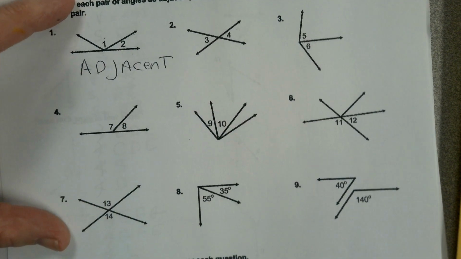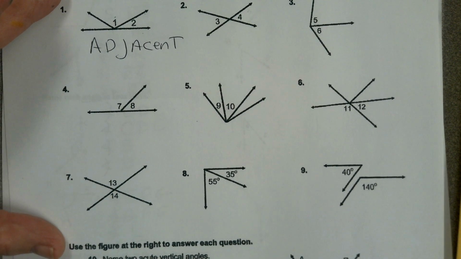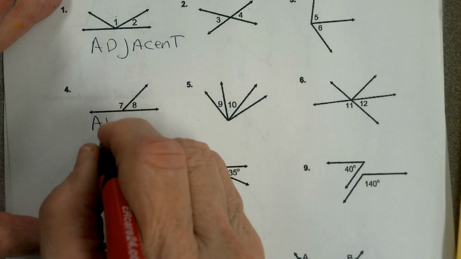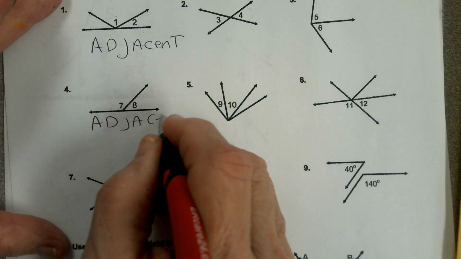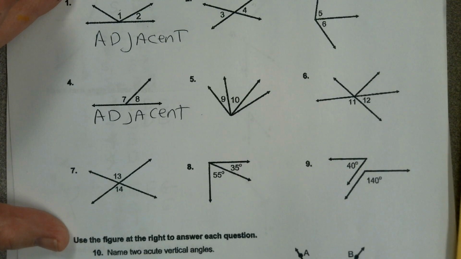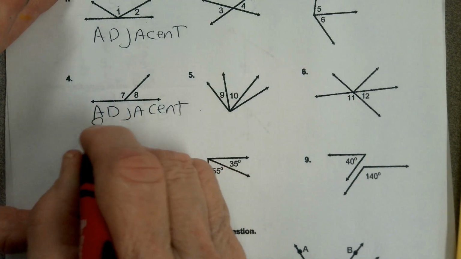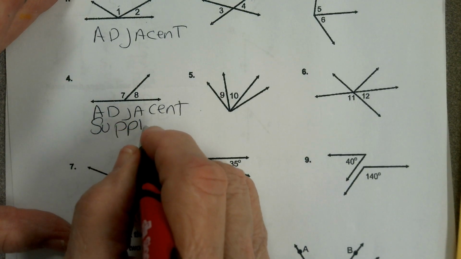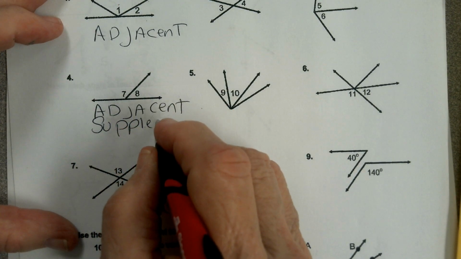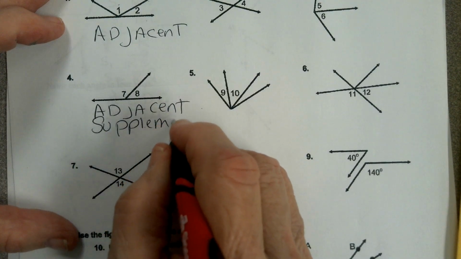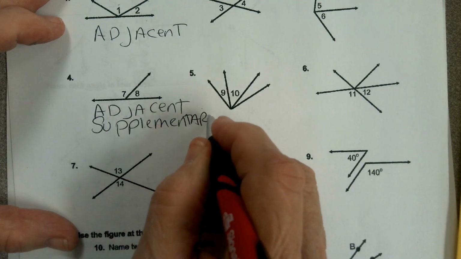What about 4? They're adjacent, but they're also something else. Do they lie on a straight line? So they're supplementary. I can't spell supplement. Just do SMT. You can spell it for it. Let's learn how to spell it.